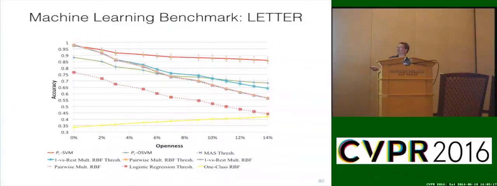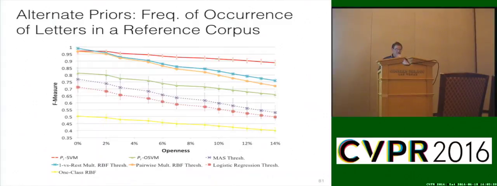Just to show you, if you want to look at accuracy instead of F measure, then things are a little bit different. One class does a little bit better because it actually rejects a lot of stuff. As we get to a high openness, it's just rejecting a lot of stuff, but accuracy is not the right measure. We just stick it in there for when people are looking for it.